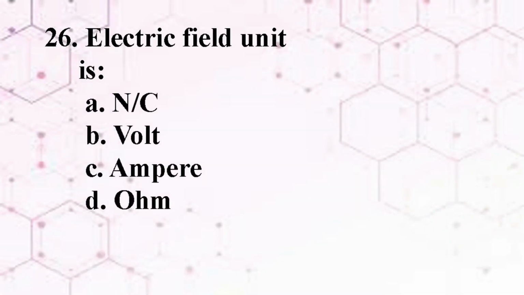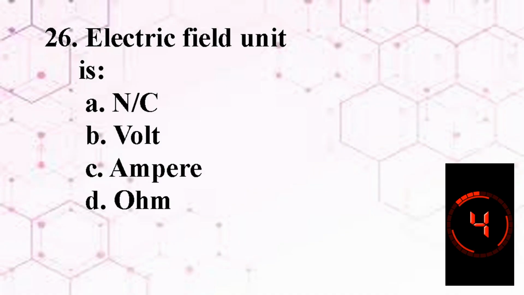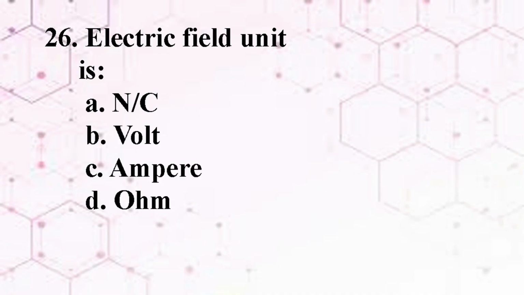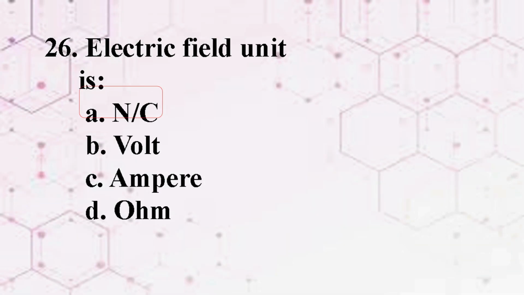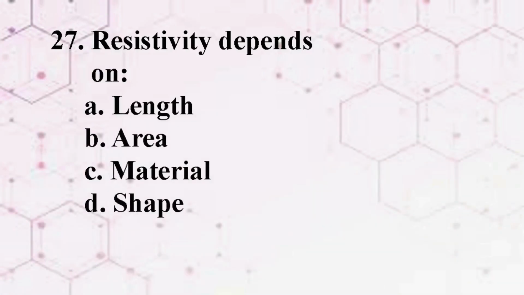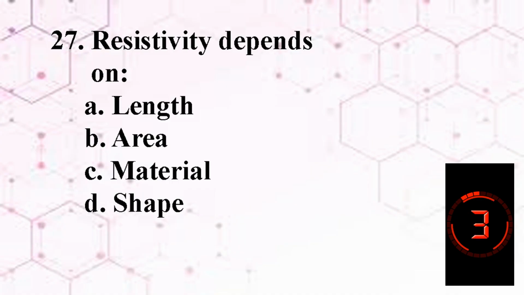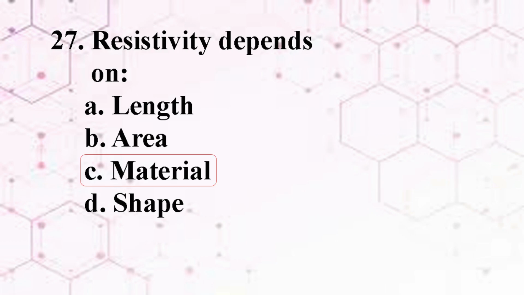Question number 26. Electric field unit is A N divided by C, B volt, C ampere, D ohm. The correct answer is A, N divided by C. Question number 27. Resistivity depends on A length, B area, C material, D shape. The correct answer is C, material.